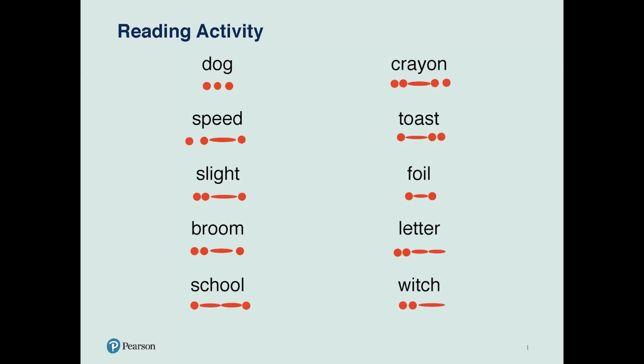I'm wondering how many of you said 3 for broom, because you possibly put the B and the R together to make one sound, bruh, which of course is incorrect. And I'm wondering if anybody put 3 for school. It's very tempting, but it's incorrect. With school, we've got S plus K plus U plus L. So we've actually got 4 phonemes in school and 4 in broom.